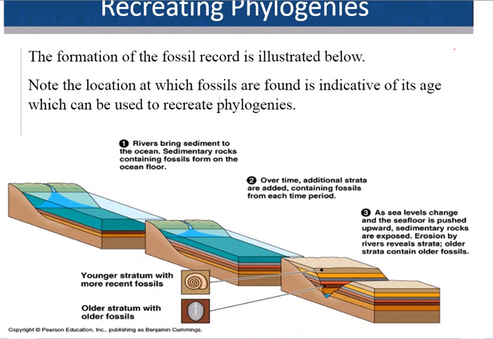So a little bit on how we create these phylogenies, these branching trees. So here's a little bit on the fossil record. Did you get it all down? It's pretty common sense here. We're just saying that older fossils are found in deeper rocks, deeper layers than younger fossils.